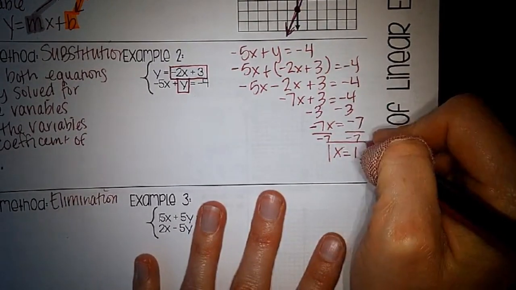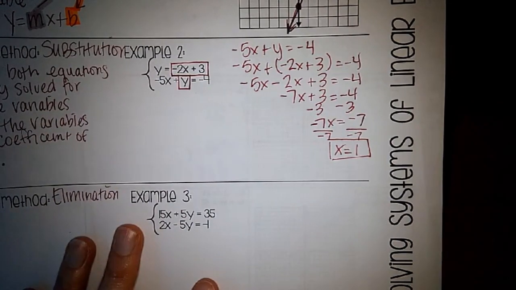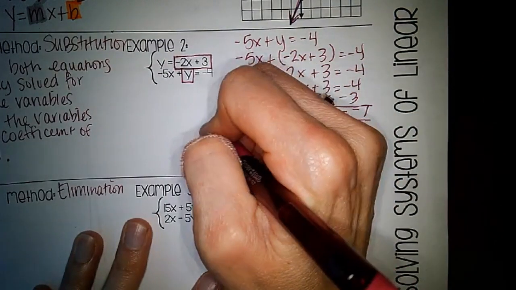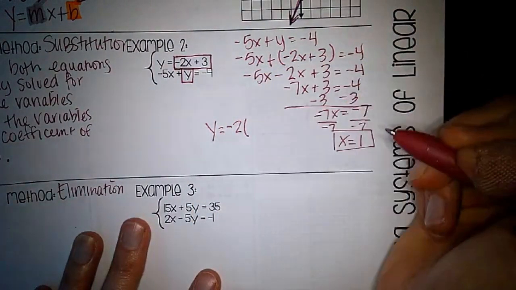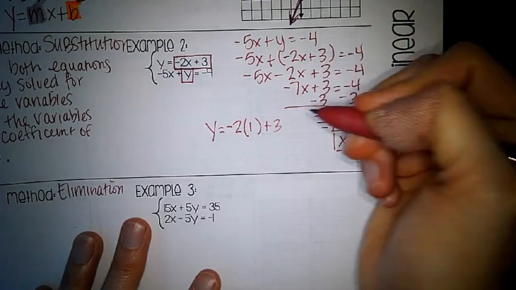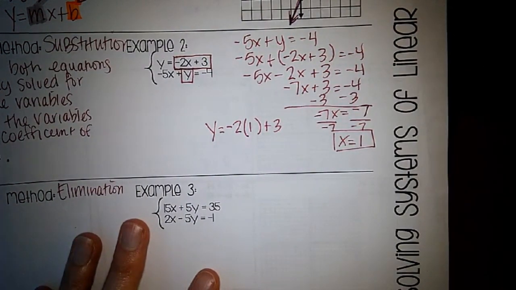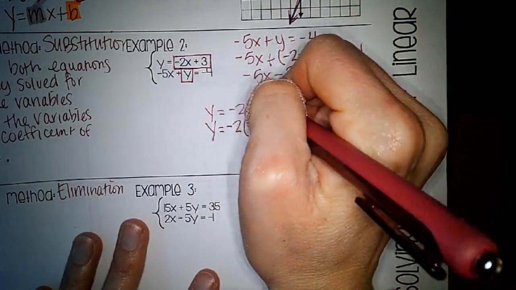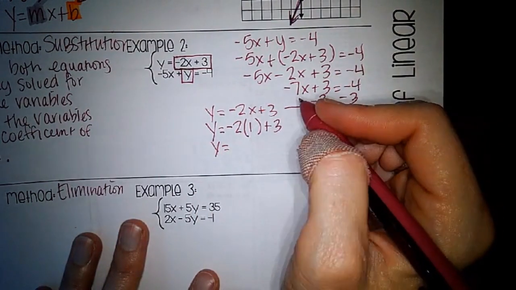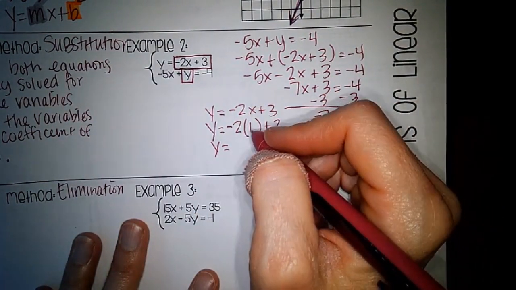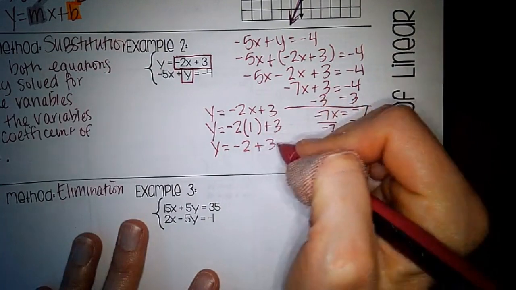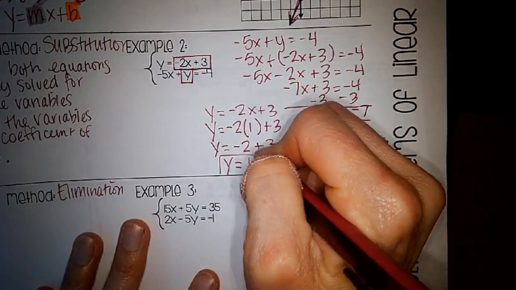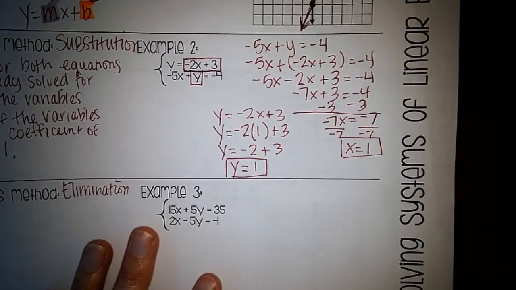X equals 1. So now I need to do what? I need to substitute it back into the original equation. So I'm going to do y equals negative 2 times 1 plus 3. Y equals, what's negative 2 times 1? What does y equal? What is my solution? 1, comma 1.